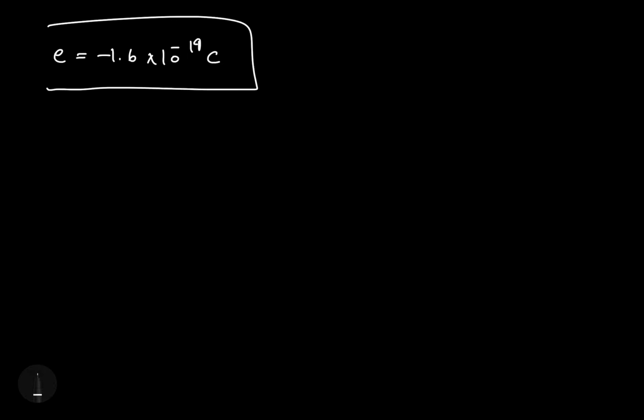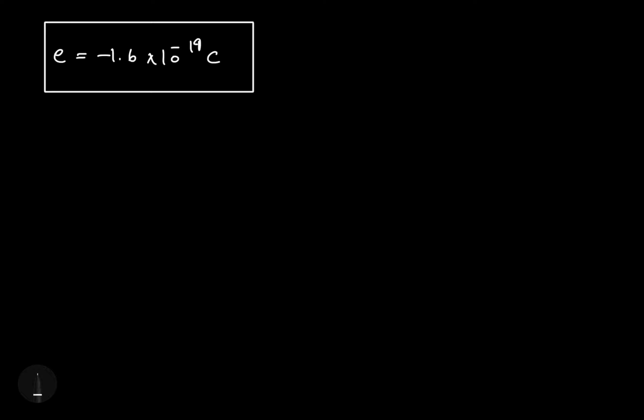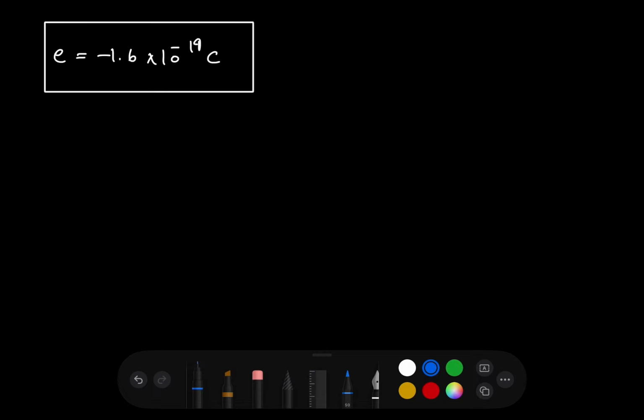Notice what I've written down on the board. E is equal to negative 1.6 times 10 to the power of negative 19 coulombs. This is an interesting number. Robert Millikan, through an experiment called the oil drop experiment, found out that the exact amount of charge for one tiny electron is about 1.6 times 10 to the power of negative 19 coulombs. Negative, that is, of course.